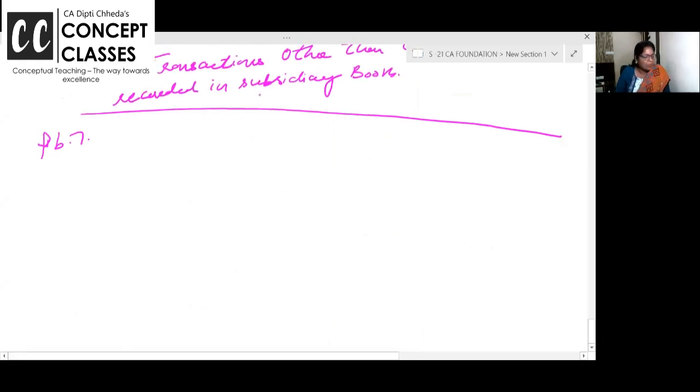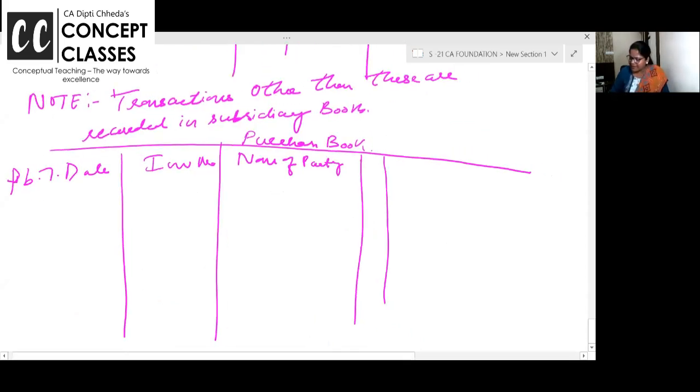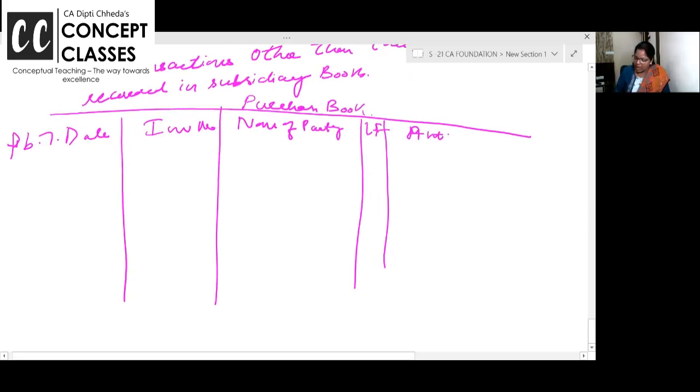One is the purchase book. Just small ones. Purchase book. What will you make? Date. Invoice number. Name of party. Other details if any, otherwise LF and amount. Okay? Purchase book. Now, just leave 1 or 2 lines and make the sales book.